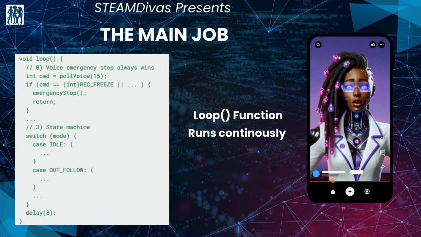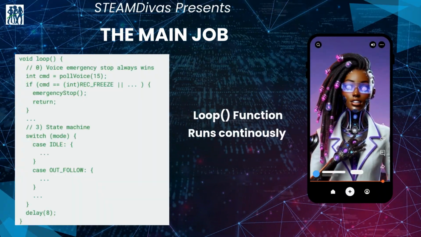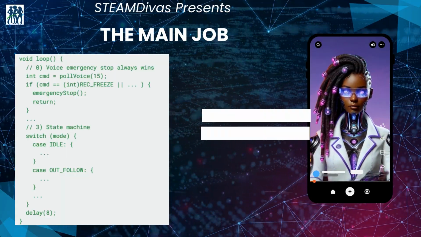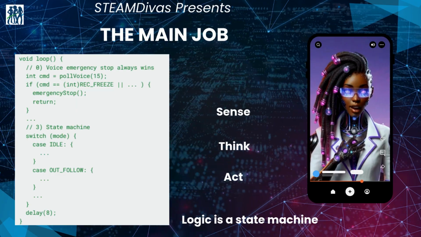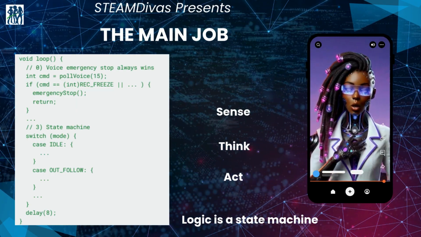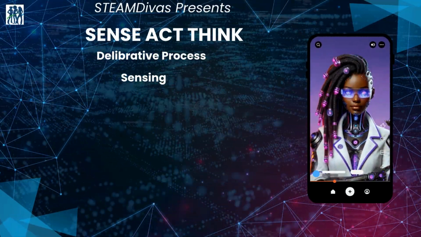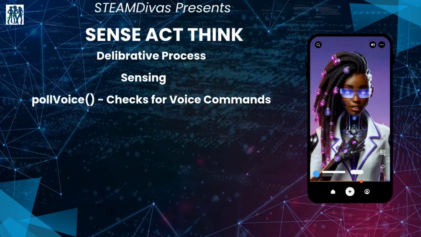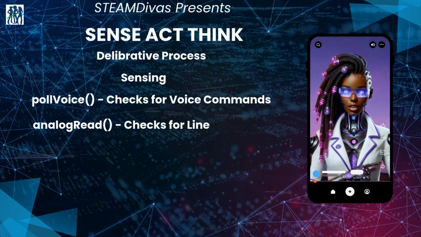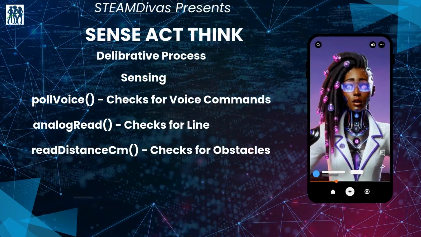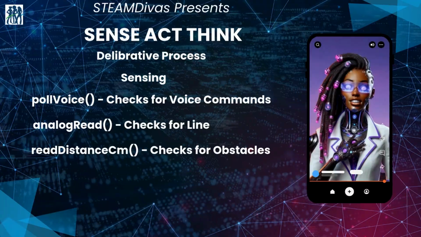This part, the loop function, is the heart of the code. It runs over and over again, as fast as the robot can go. It's a constant cycle of sense, think, and act. The logic runs as a state machine, meaning the robot always knows what phase of its journey it's in. Sensing: the code reads from her sensors. Pull voice checks for voice commands. analogRead checks her line sensors, and readDistanceCm checks for obstacles. This is all of our sensor subsystems.